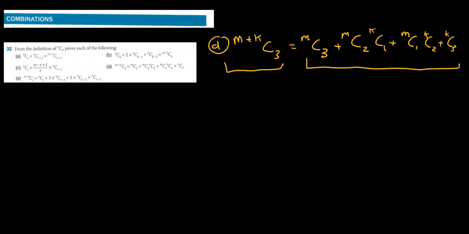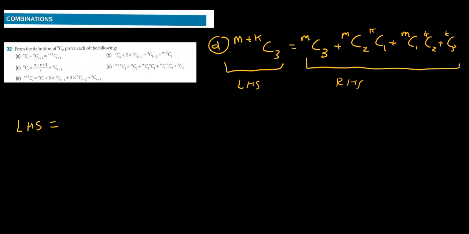Okay, so two sides to an equation, left hand side, right hand side. Let's see if we got this right. M plus K choose 3 equals M choose 3, plus M choose 2 times K choose 1, plus M choose 1 times K choose 2. Okay, so let's have a look at the left hand side.